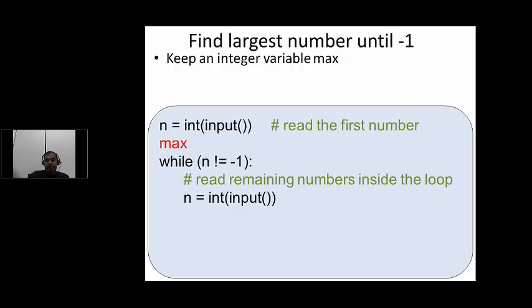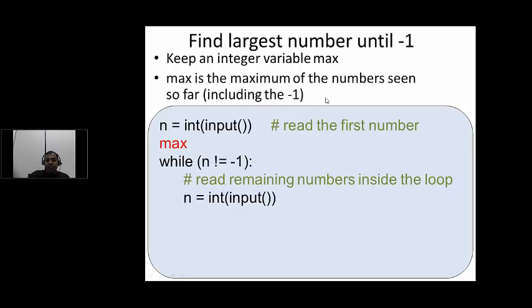Okay, this is where we use it. So what do we start with? This is also important. When we have seen just one number, clearly the maximum is the same number. It cannot be anything else. So max will store the maximum of numbers seen so far during the execution, wherever the execution is, including the terminating -1. So in this case, we'll set max to n. We'll start with the first number set as maximum.